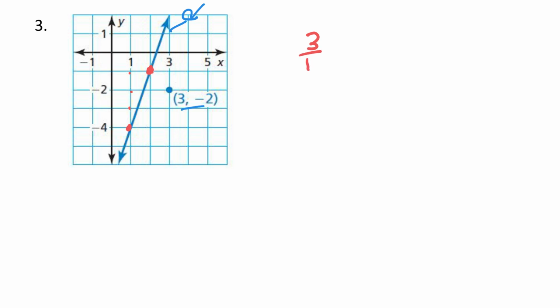So the slope of my blue line is 3 over 1. And let me write that in blue so that we know that. So the slope of the blue line is 3 over 1, which is just equal to 3.